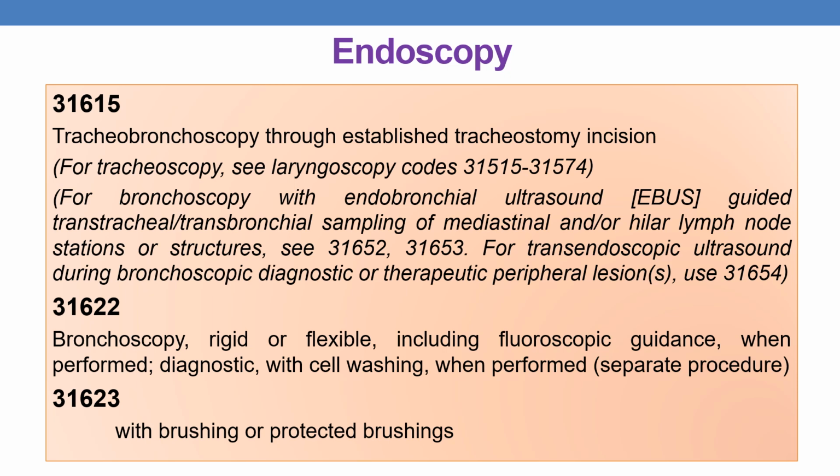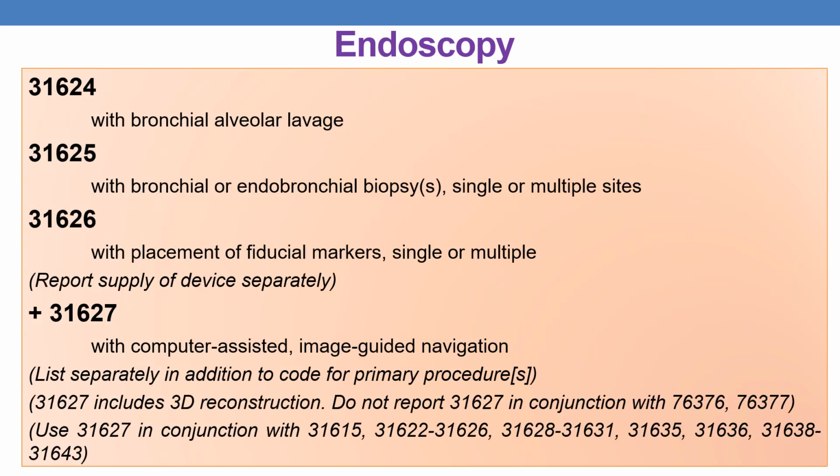The next CPT is 31622. It deals with bronchoscopy, rigid or flexible, including fluoroscopic guidance when performed, diagnostic, with cell washings when performed. The next CPT is 31623. It deals with bronchoscopy, rigid or flexible, including fluoroscopic guidance with brushing or protected brushings. The next CPT is 31624. It deals with bronchoscopy, rigid or flexible, including fluoroscopic guidance when performed with bronchial alveolar lavage.